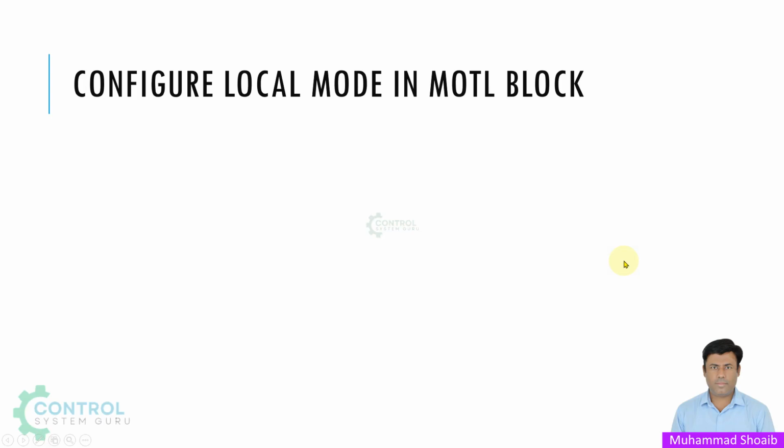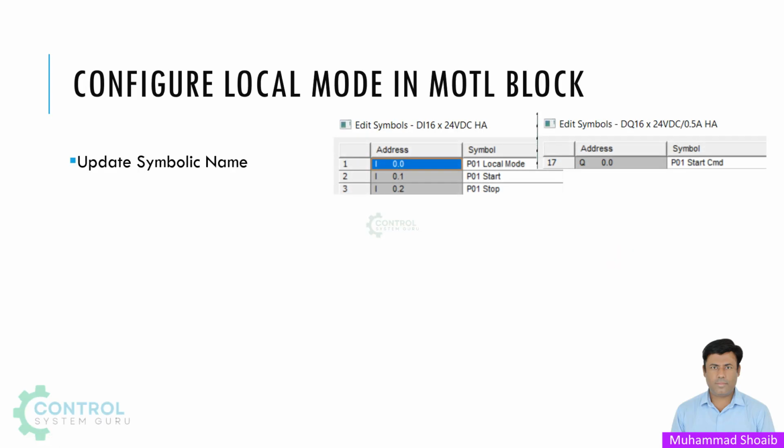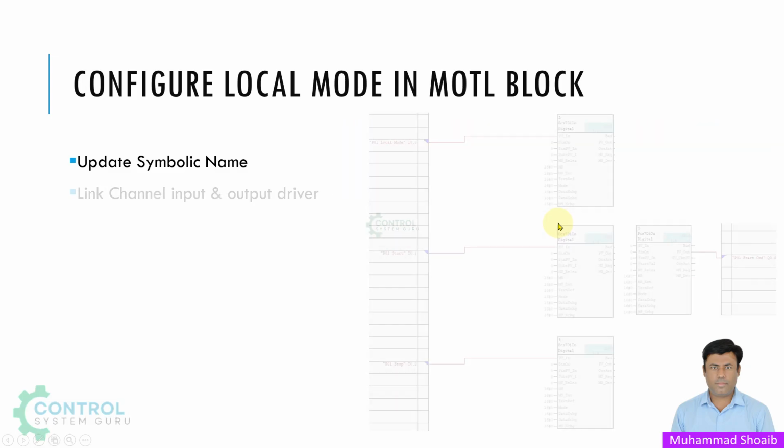So here are some configuration steps to configure the motor in the local mode. The first step, we will configure our IO card and put in the symbolic names. For example, for the local mode, the local and remote switch, we will put the symbolic name local mode, then start and stop, and our command signals in a similar manner.